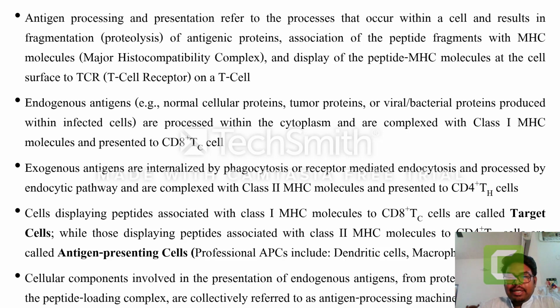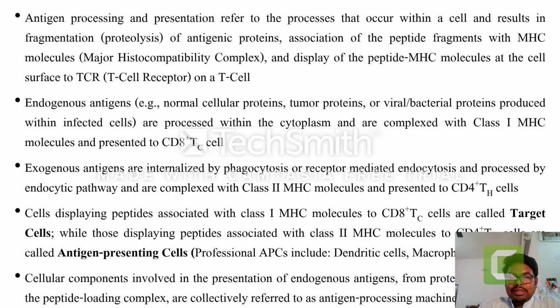Cells which display peptide in association with class 1 MHC molecules to TC cells are called target cells, because these cells are the targets for cytotoxic T lymphocytes. Cytotoxic T lymphocytes, after activation, search for these target cells and eradicate them, while those cells which display peptides associated with class 2 MHC molecules to T helper cells are called antigen presenting cells.